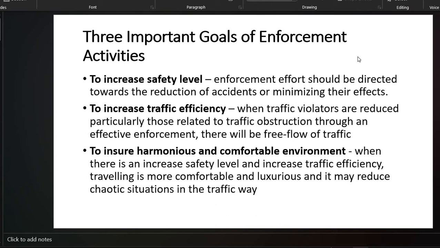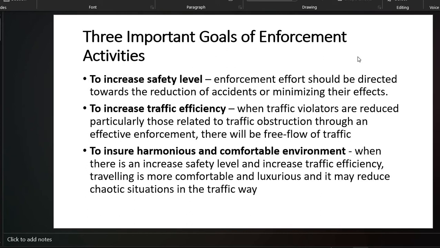It's either mag-giveaway or yung kalsada kung pwedeng maging one-way or magkaroon ng mga alternative routes para doon sa mga lugar na medyo heavy na ang traffic. Number 3, to ensure harmonious and comfortable environment. When there is an increased safety level and increased traffic efficiency, traveling is more comfortable and luxurious, and it may reduce chaotic situations in the traffic way.